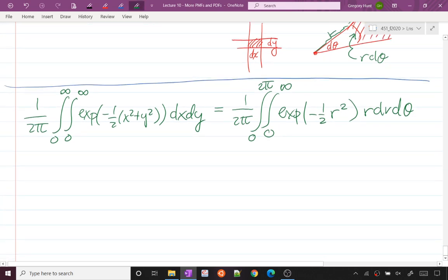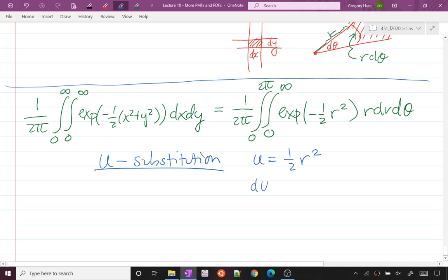0 to 2 pi d theta, 0 to infinity of r exp(-1/2 r squared) dr. This is an integral we actually know how to solve. Here is a Calc 2 trick, which is called the u substitution trick. Let u be 1/2 r squared. du is nicely just r dr, right? r dr shows up here. 1/2 r squared shows up there.